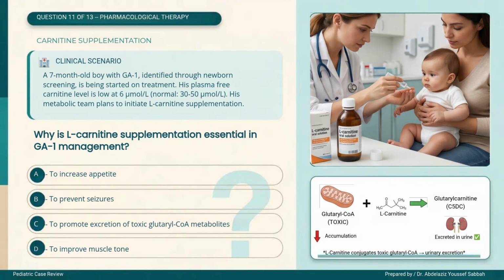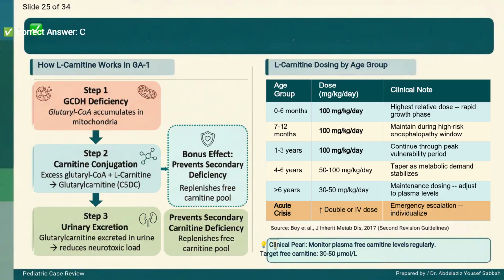Option A, to increase appetite. Option B, to prevent seizures. Option C, to promote excretion of toxic glutaryl-CoA metabolites. Option D, to improve muscle tone. The correct answer is option C. L-carnitine conjugates excess glutaryl-CoA to form glutarylcarnitine, which is then excreted in the urine. This reduces the neurotoxic load.